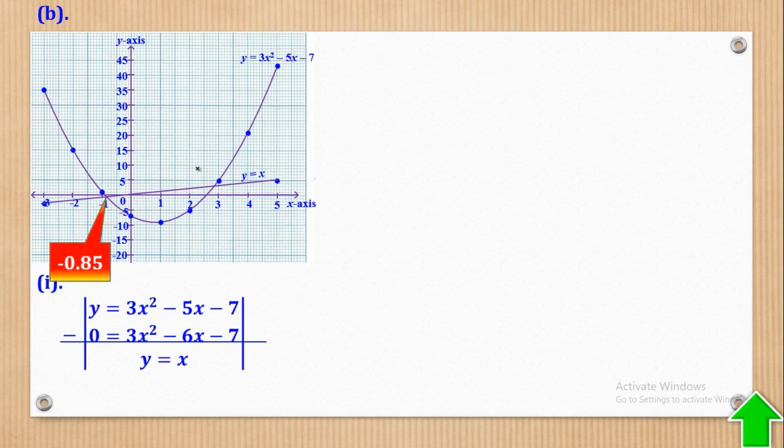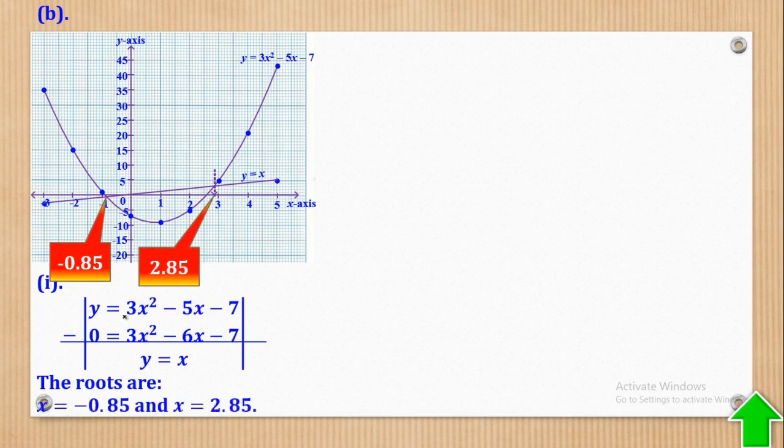So you come and read off that value, which is negative 0.85, and also that value which is positive 2.85. So we shall come and say that the roots are x equal to negative 0.85 and x equal to positive 2.85. So that was Roman 1. Now we shall go to Roman 2.